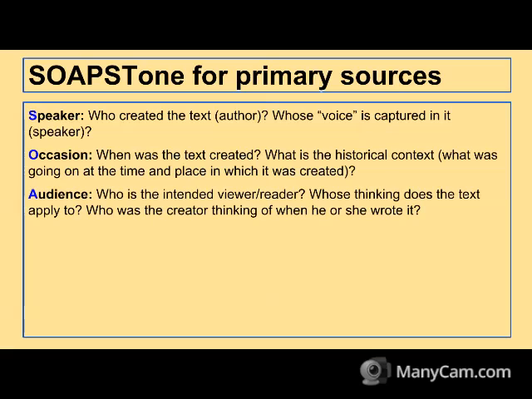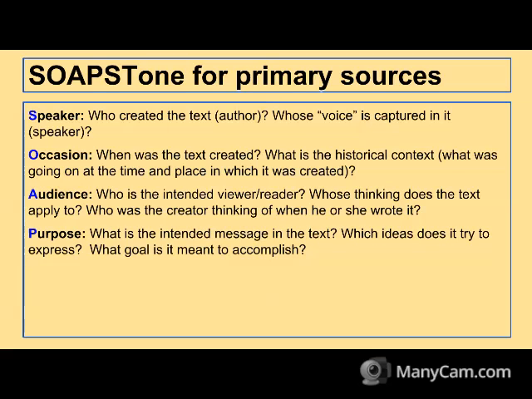The A in SOAPSTone stands for audience. Who is the intended viewer or reader of this historical text? Whose thinking is the text meant to apply to? Who was the creator thinking of when he or she wrote it? Not every author writes with an audience in mind, but for the most part, in analyzing a historical text, you will be able to identify the intended audience, the person the creator had in mind when he or she wrote that text.